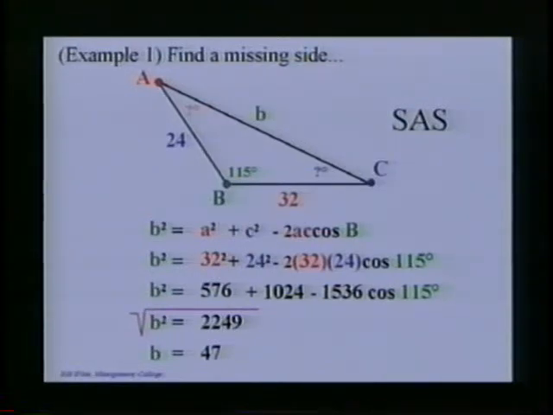But I could find it using the law of cosines. I couldn't have found that using the law of sines. Okay? And that's my answer in this case. Let's do about 10 more. Okay?